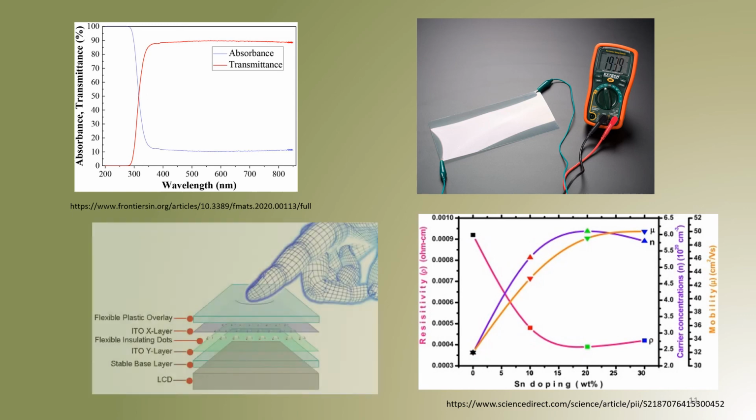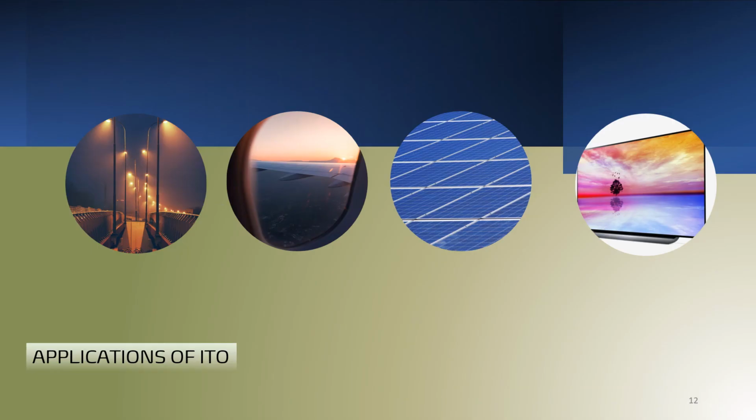And finally, we can see an indium tin oxide layer placed in between other layers to make a touch screen. Here we are with some applications of indium tin oxide. We can use it for street lighting, also for protective windows in aeroplanes, for solar cells, and lastly for OLED TVs.